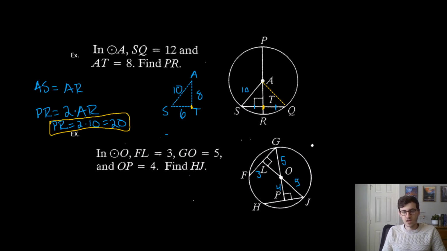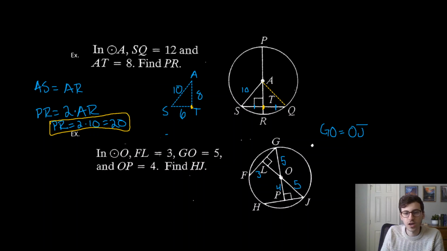Well, I kind of got ahead of myself, so let's just look at what we know. I don't know that OL or OP is congruent, so I can't necessarily say that GF and HJ are congruent right now. What I know for sure is that GO, the radius, is the same here as it would be over here. So GO equals OJ. I can definitely say that, because these are both radii.